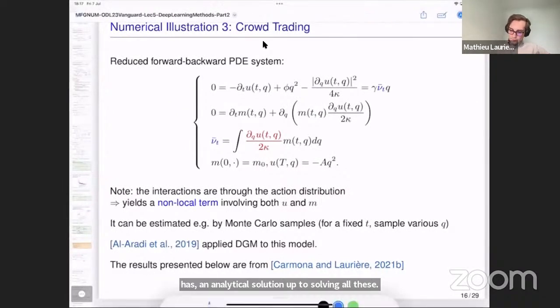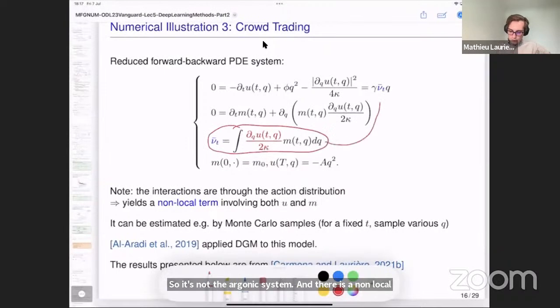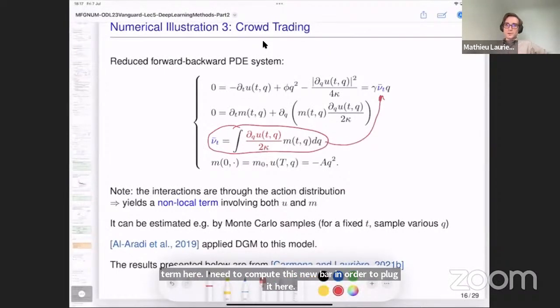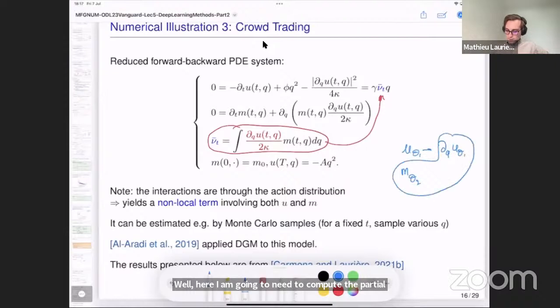And what is the main difficulty compared with what I've presented before? So first of all, there is time. So it's not the ergodic system. And there is a non-local term here. I need to compute this nu bar in order to plug it here, right? So it's not a local dependence on the distribution, meaning that if I have a neural network for U, say U theta 1, and a neural network for M, here I'm going to need to compute the partial derivative of U with respect to Q, and then integrate this in space. Q is the space variable, right?